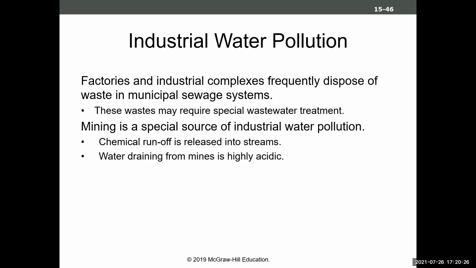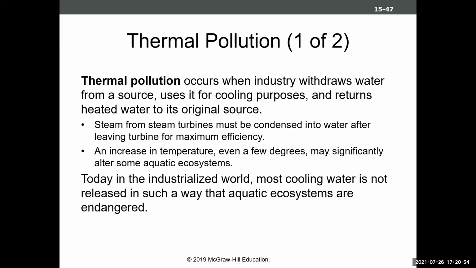Now for industrial water pollution, you have factories and industries that frequently dispose of waste in the sewage systems. These wastes require special wastewater treatment facilities, and we'll talk about how wastewater is treated here in a little bit. And then mining is also a source of industrial water pollution, where chemical runoff goes into streams, and water drainage from mines is highly acidic, which can really affect the biology and the natural processes in those streams and aquatic sources.